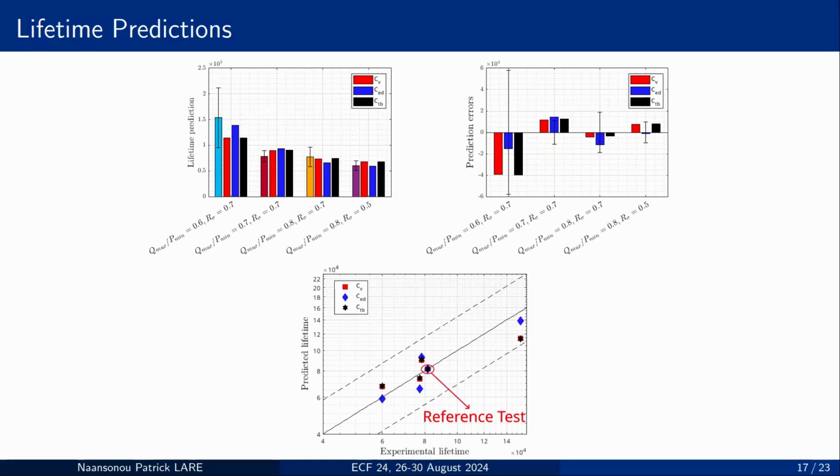And when we plot the predicted lifetime as a function of the experimental lifetime, many of the predicted points are below the first bisector, which means that most of the predictions are conservative.